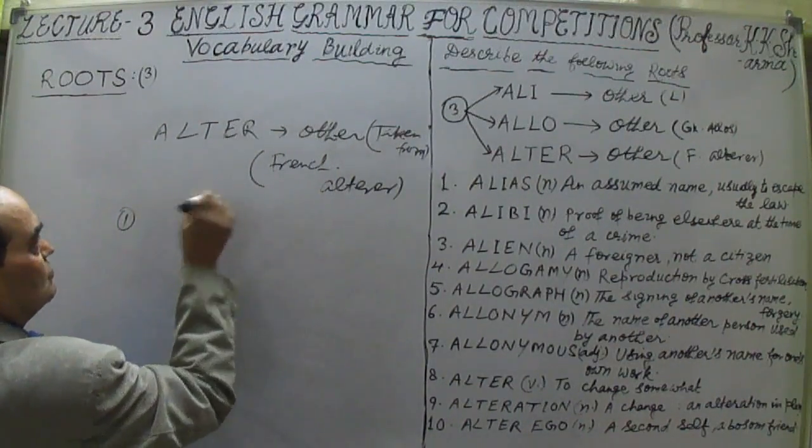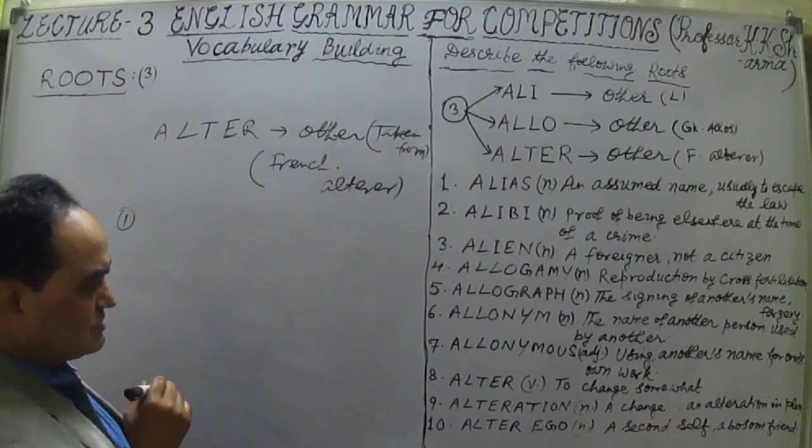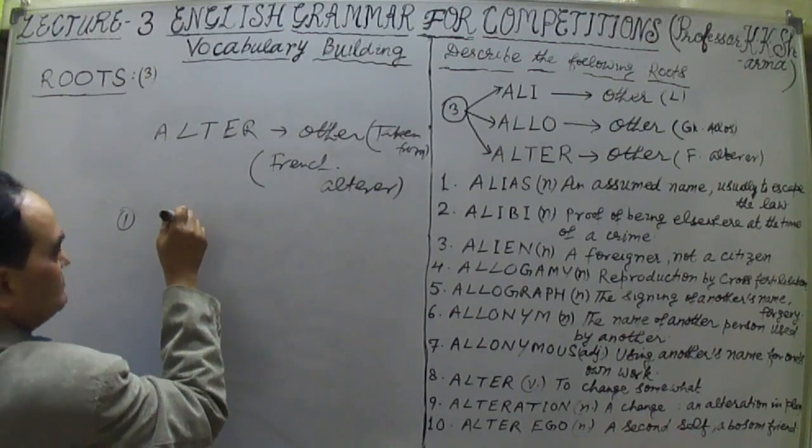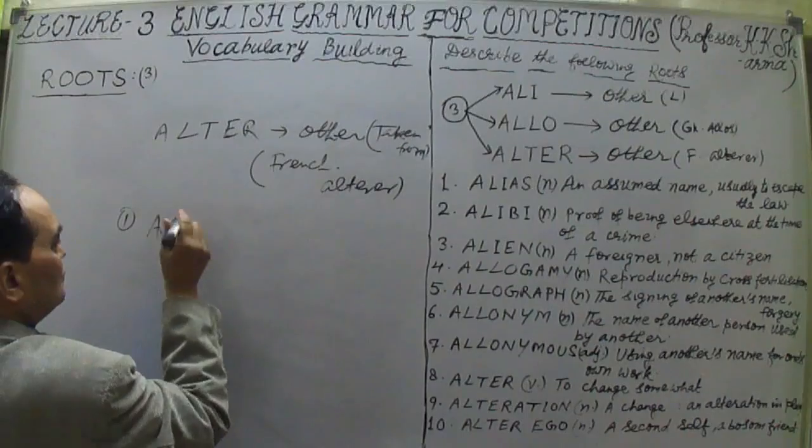Then alter. So alter is here for other. Alter is other, and that means verb here. The first word is alter itself.